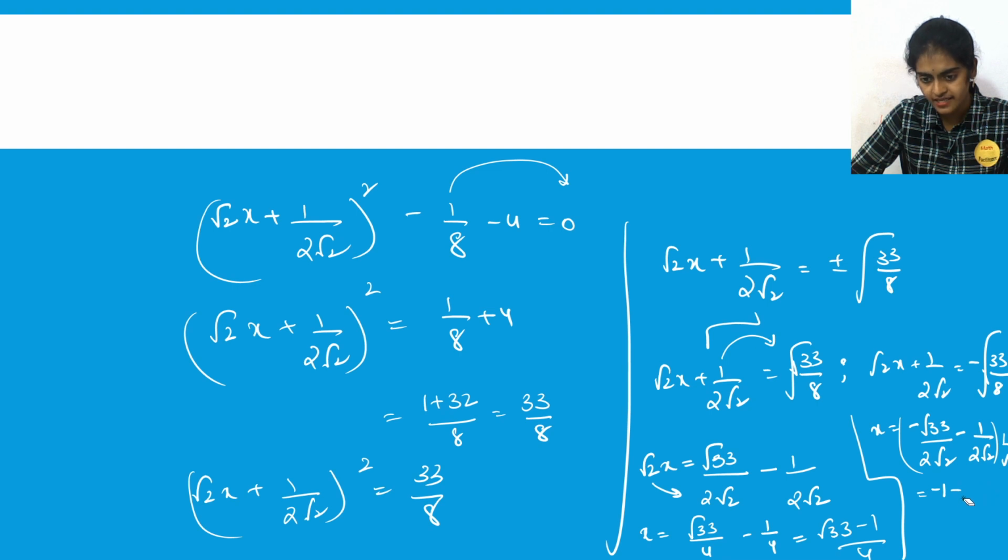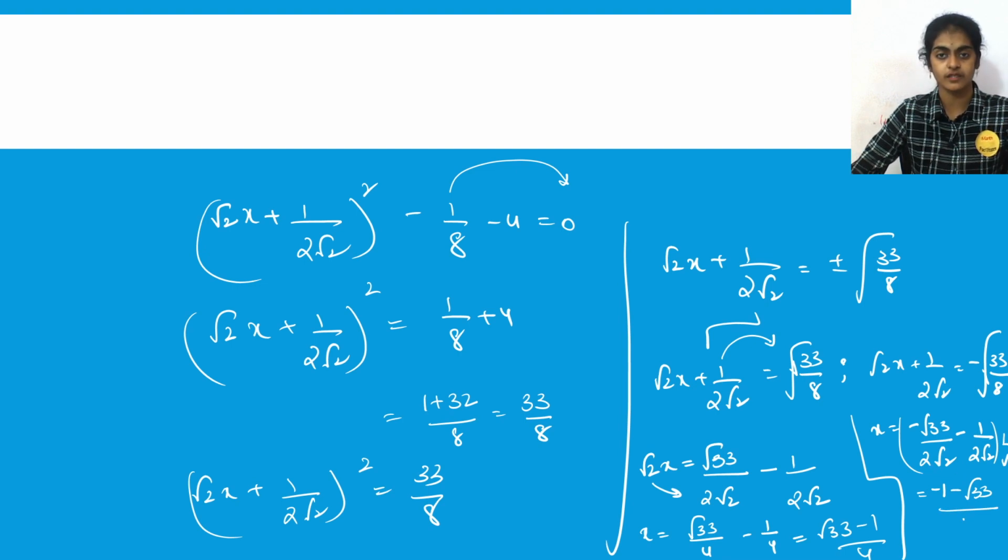You will have it as minus 1 minus root 33 divided by 2 root 2 into 2 root 2 is 2 root 2 into root 2 is nothing but 4. 2 2s are 4. So minus 1 minus root 33 by 4 is one value, and root 33 minus 1 by 4 is another value.